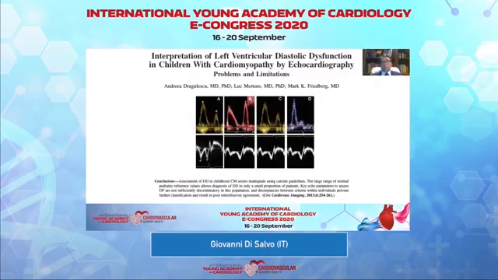Another issue in congenital heart disease is the assessment of diastolic function. This is particularly difficult in children, and this nice study, the 6 children group from Toronto, demonstrated that all the parameters included in the guidelines, they do not work well in pediatric patients.